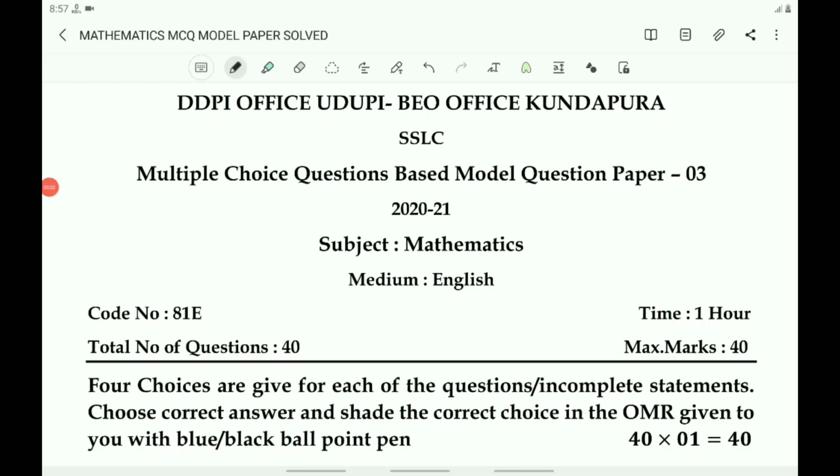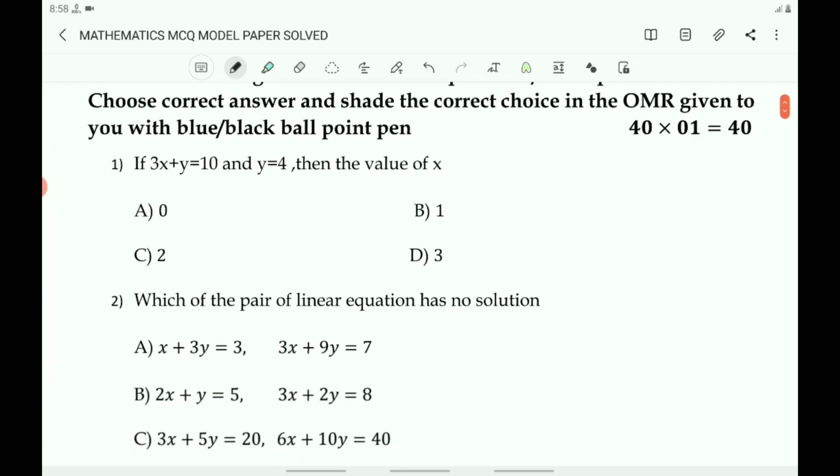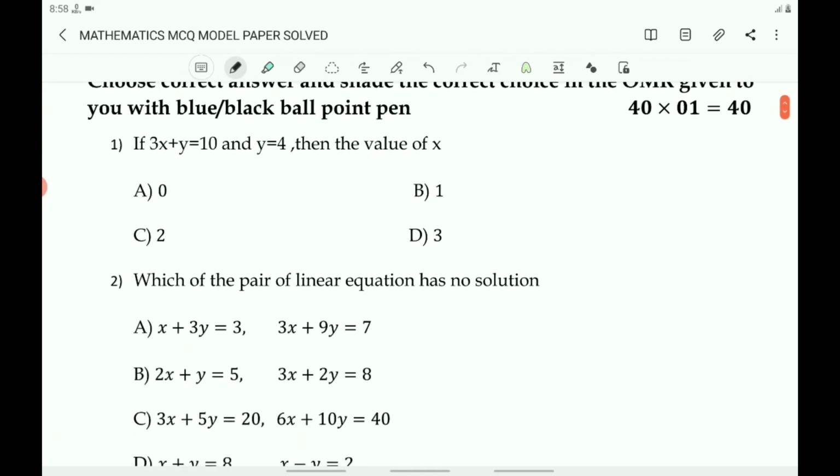Children, this is the third model question paper, the multiple choice question based model question paper 3, given by the DDPI office Udupi, BEO office Kundapura. Now let us solve these questions, and already you know the instruction. Now let us take the first question.